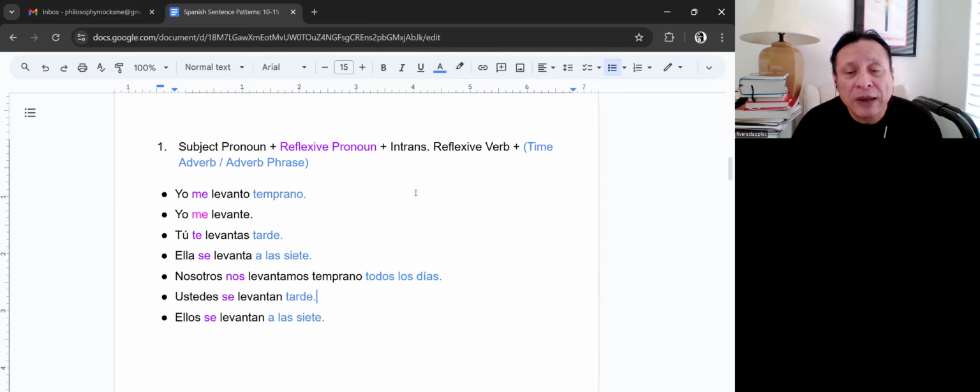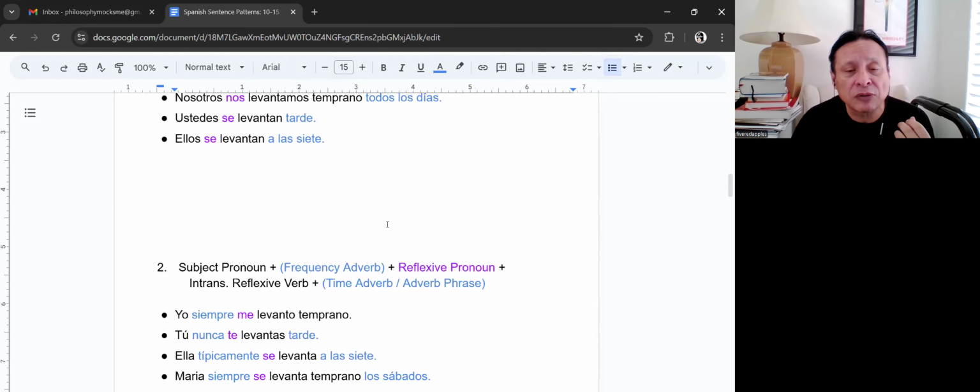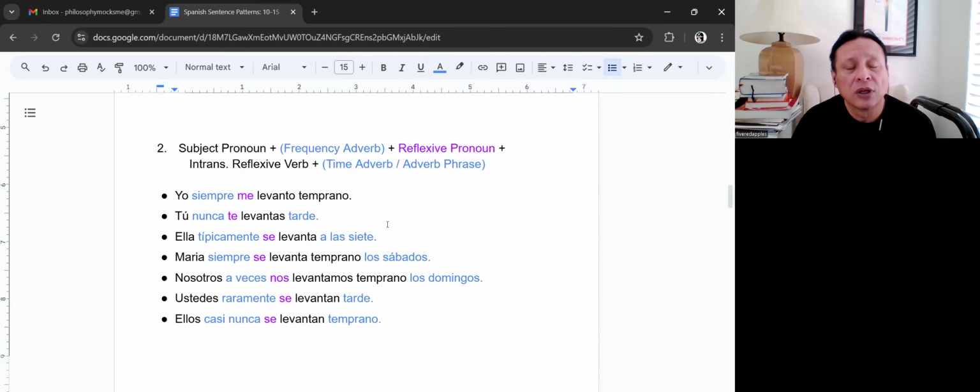So now, it's not a frequency adverb. Frequency adverbs in English are like always, never, sometimes, rarely, occasionally, often. I've always said often. I don't know, I think I'm wrong. Anyway, when you want to throw in a frequency adverb, the most common place to put it is immediately after the subject. And you can still use a time phrase or an adverb phrase at the end. You don't need to.